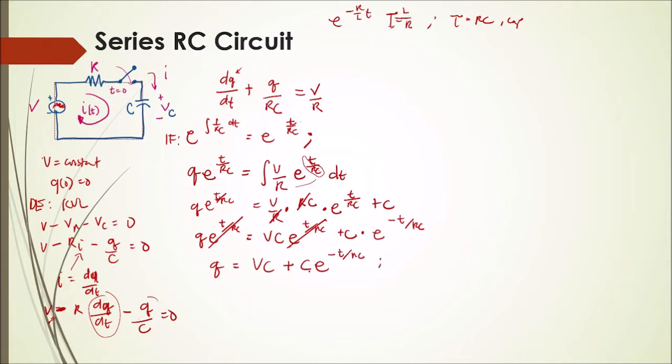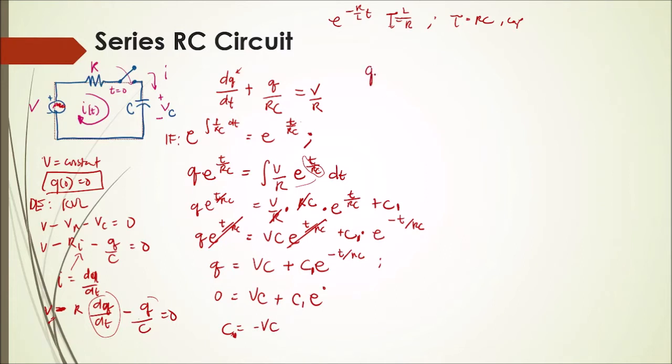Now, we need to find C, di ba? Para di ta ma-confuse, this C is the arbitrary constant, so we can just put here C1. Our C beside V, the multiplier of V, is capacitance, so let's just put C1 here. So we need to find C1 at the initial condition. So our Q is 0 equal to V times C plus C1 e to the 0, which is just 1, so meaning our C1 is equal to negative VC.